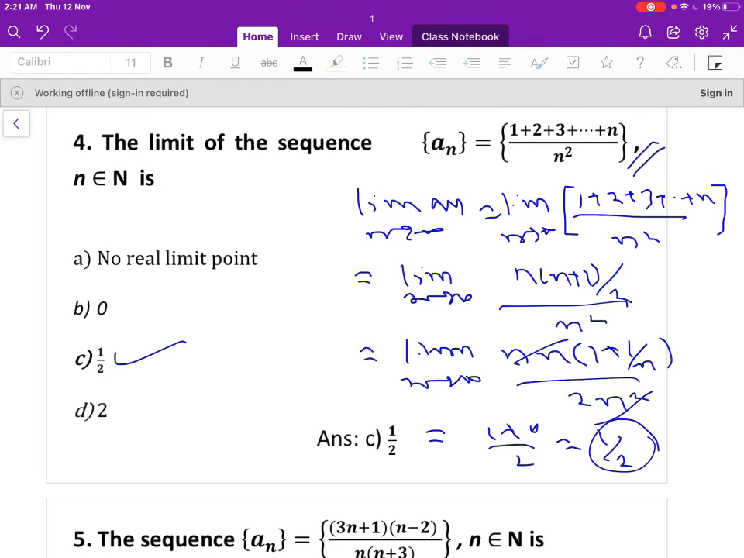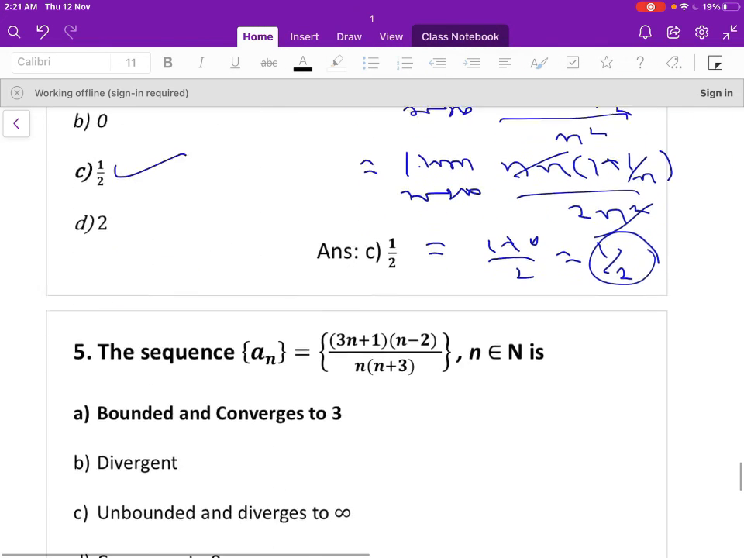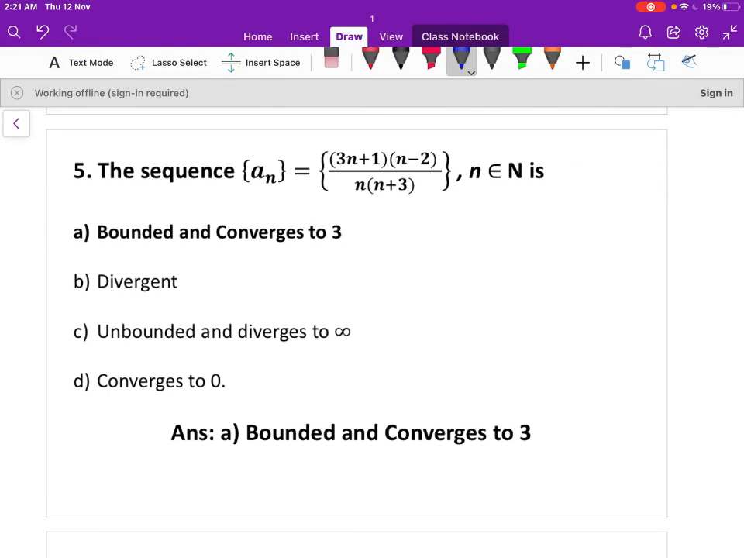Even if you know the limit, we can show this converges to 1/2 also. But anyway, you have to find the limit of that sequence. So by applying the limit as n tends to infinity, one can find the limit of the sequence.